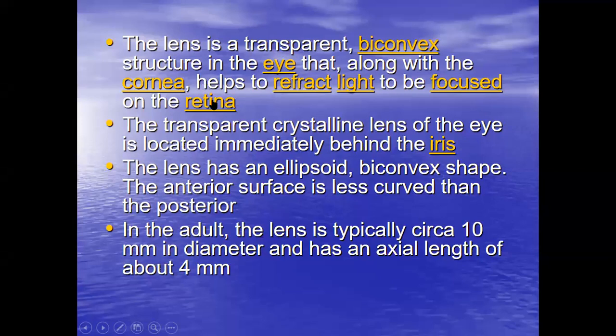Now the transparent lens of the eye is located behind the iris, and it's a biconvex shape. I told you it's more convex posteriorly as compared to anteriorly. The diameter is 10 millimeter and it has an axial length of 4 millimeter. Now we all know that the axial length of the normal eye is 23 millimeter, while the axial length of the lens is 4 millimeter.